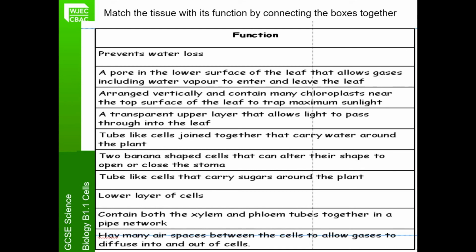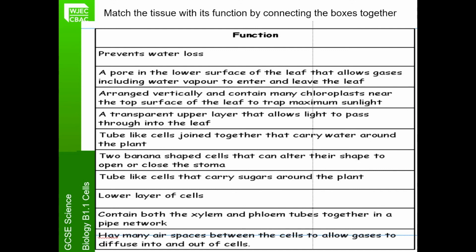So if we do them in order, the prevents water loss is the waxy cuticle. The pore in the lower surface of the leaf that allows gases, including water vapour, to enter and leave the leaf is called the stoma. Arranged vertically and contain many chloroplasts near the top surface of the leaf to trap maximum light is the palisade cells. A transparent upper layer that allows light to pass through into the leaf is the upper epidermis. Tube-like cells joined together that carry water around the plant are called the xylem, spelt with an X-Y-L-E-M.